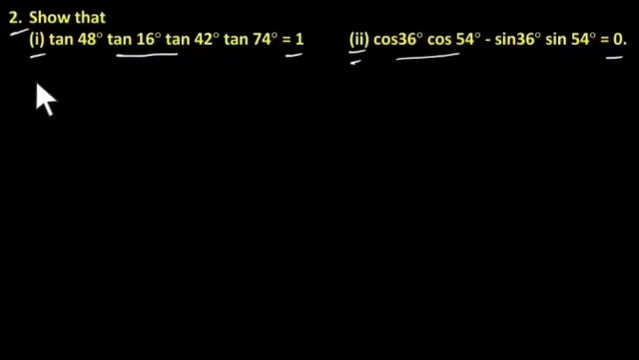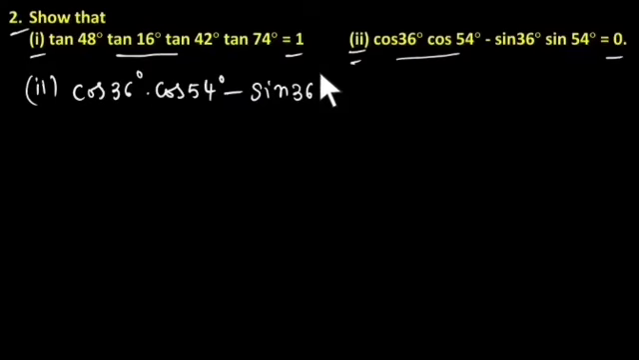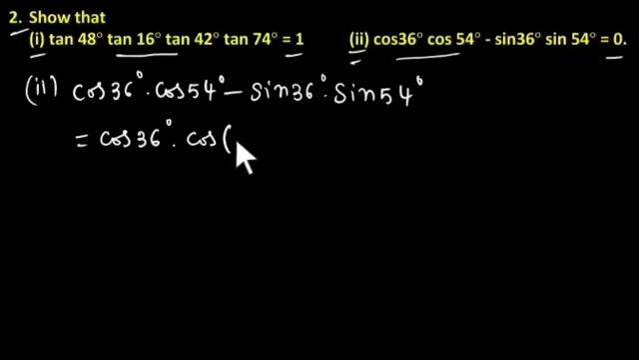Next, second one, cos 36 degrees into cos 54 degrees minus sin 36 degrees into sin 54 degrees. So we need to show this equals to 0. Let's try. Cos 36 into cos of 54. So we are going to change this as cos of 54. We'll write it as 90 minus 36. So 90 minus 36 is 54.